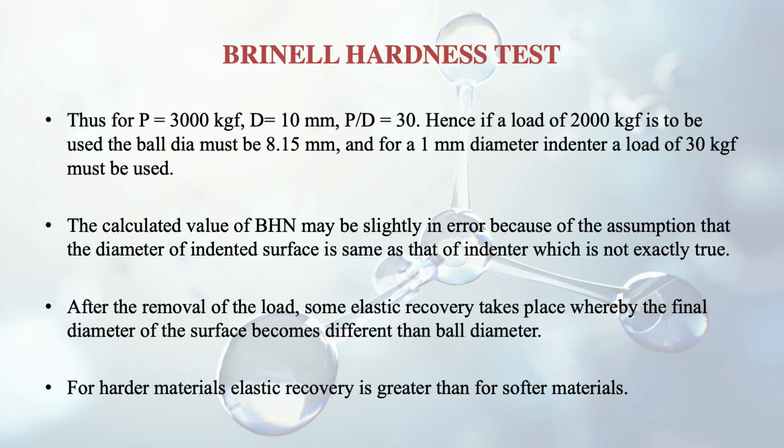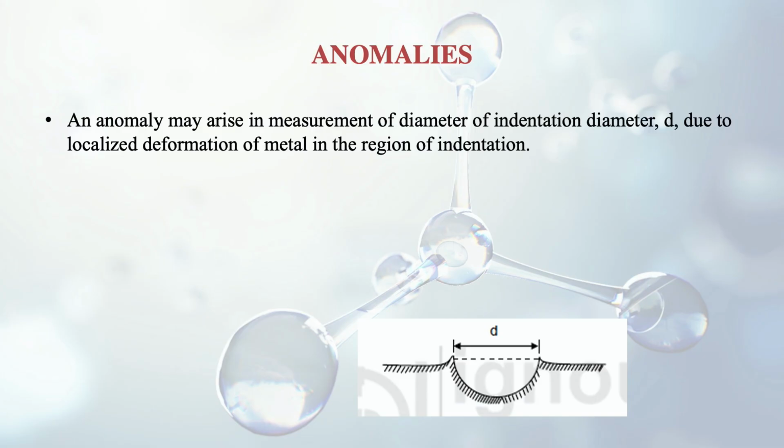And for harder materials, elastic recovery is greater than for the softer materials, obviously, because softer materials have a tendency to be in plastic mode. So recovery for them is not as good as the harder materials. There are certain anomalies in this test. One anomaly that arises is in the measurement of the indentation diameter small d, due to localized deformation of metal in the region of indentation.